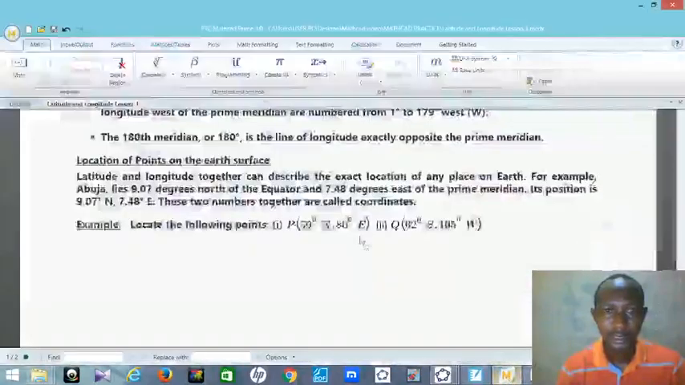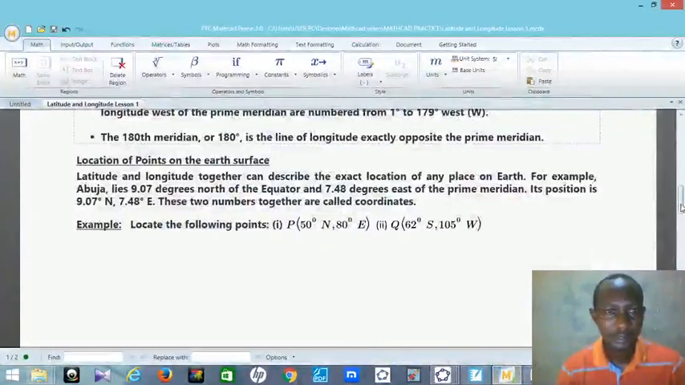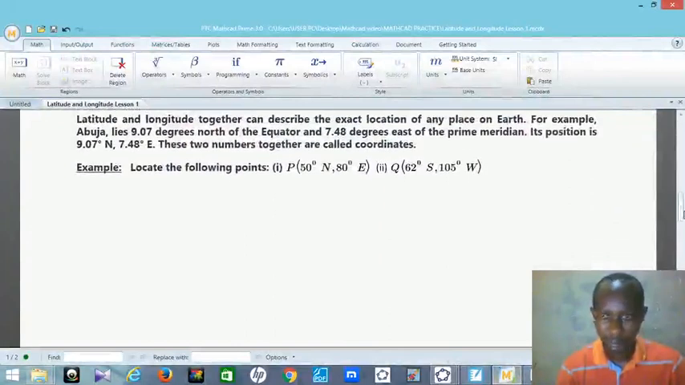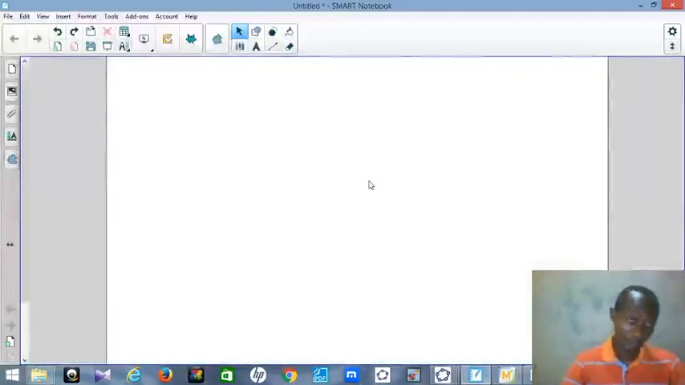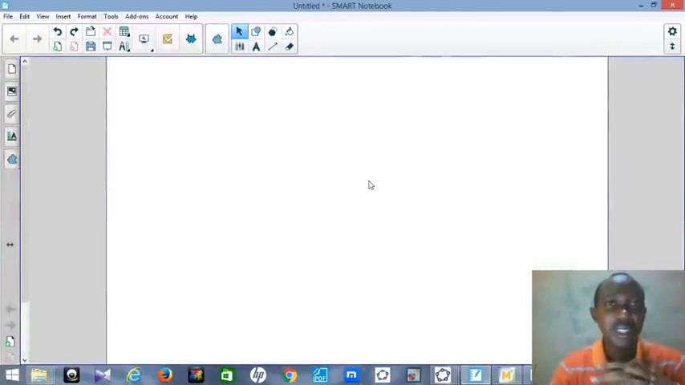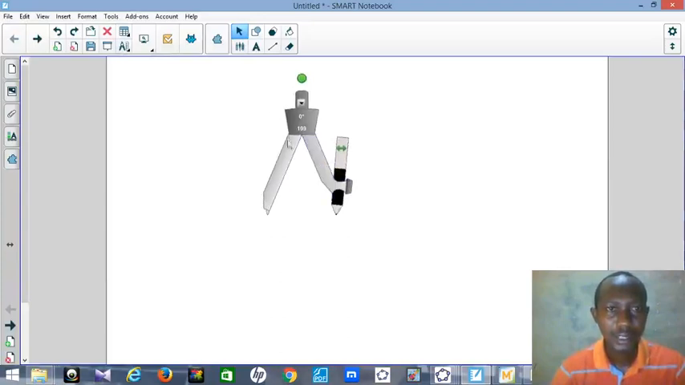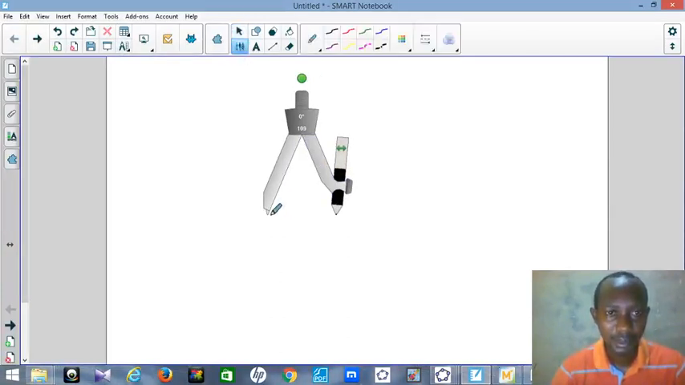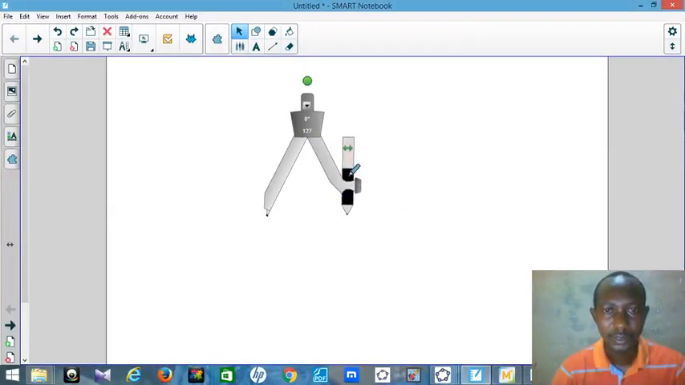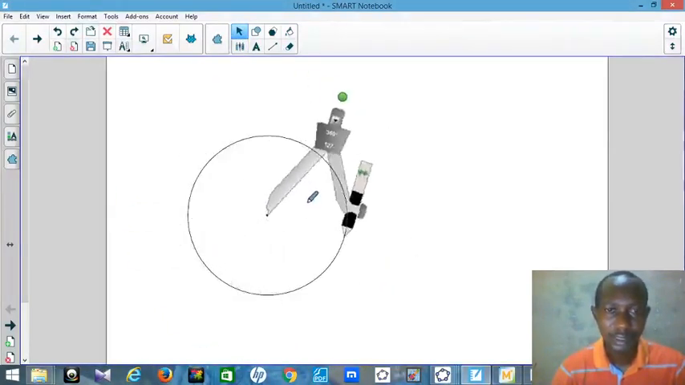So that is all I want us to learn today. But before we go, let me just show you something. You know what we just did? I just used this software to demonstrate it. But on paper, if you want to locate a point on paper, all you need to do is get your compass. You know you cannot bring your software into your exam hall. You locate your center. See, this is my center. Then draw your circle. You can see it.